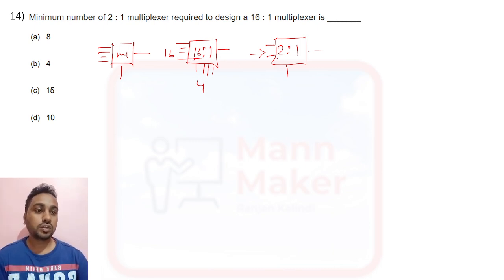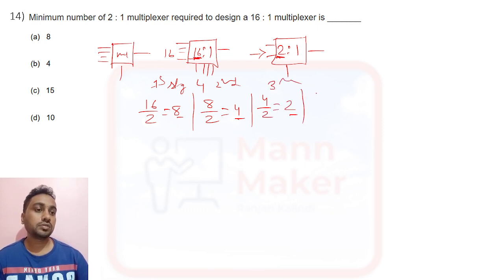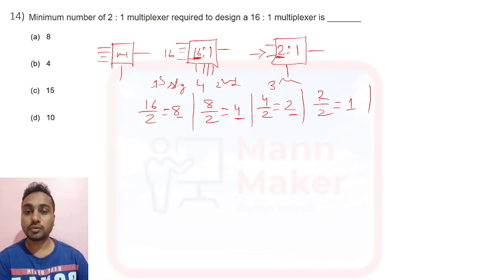So like this question, how will you solve? This is 16, this is 2. So you have to take 16 by 2 that is equal to 8. This will come in the first stage. Again 8, you have to write 8 by 2 equal to 4. This will come in the second stage. Then this 4, so 4 by 2 equal to 2. This is the third stage. Then again this 2, so 2 by 2 is 1. Till 1 you have to divide like this. Okay. This is the fourth stage.